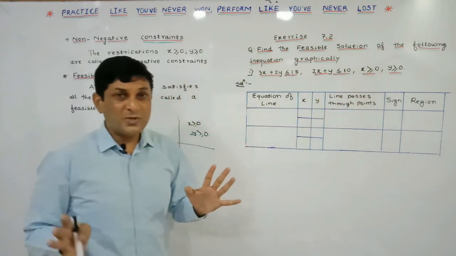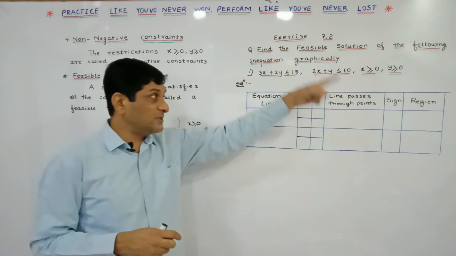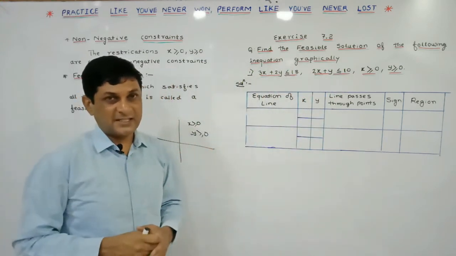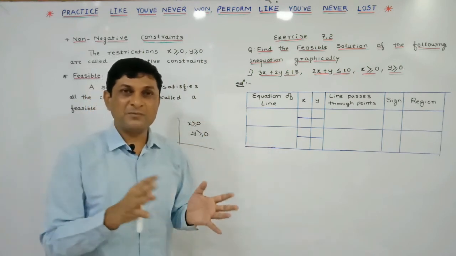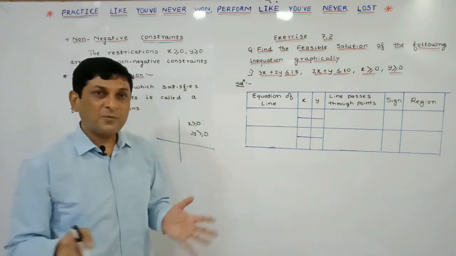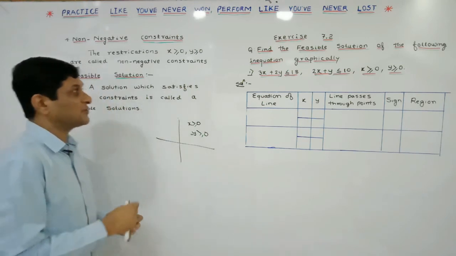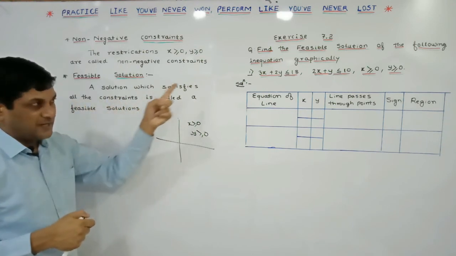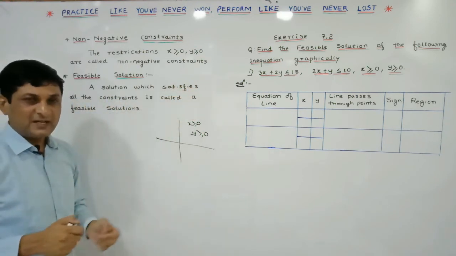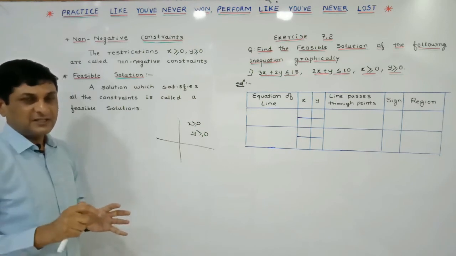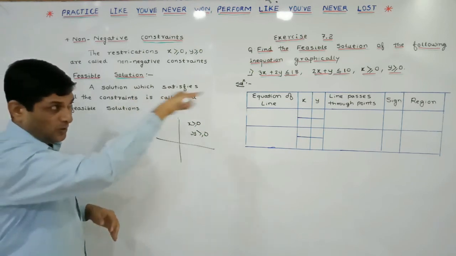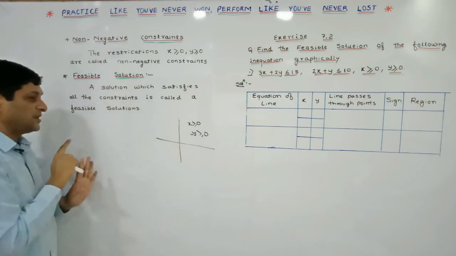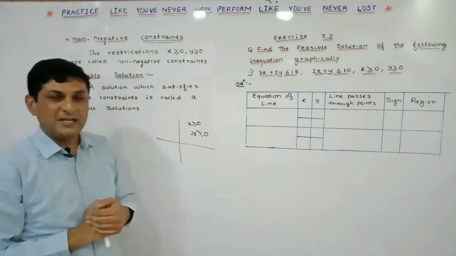Four constraints. So we have to find the set of all such points which satisfies all the four constraints, and that solution set is called the feasible solution. A solution which satisfies all the constraints. So in this example four constraints are there. We will try to find such a region or such a set of points which satisfies all the four constraints, and such a solution is called a feasible solution. Hope the idea about feasible solution is clear to you.